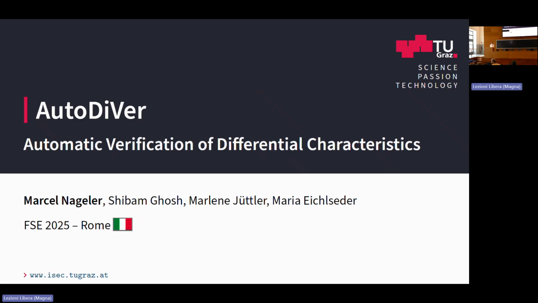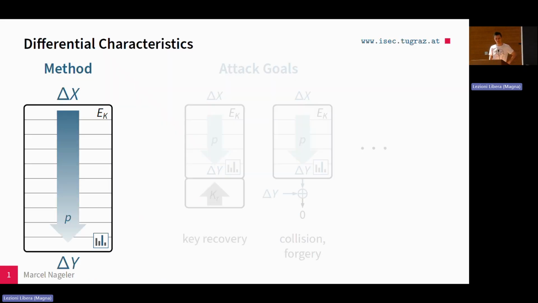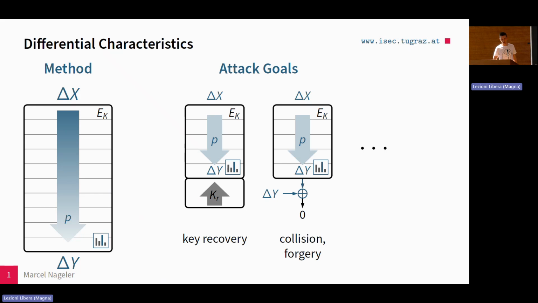Today I'm going to talk about AutoDiver, which is a tool to find similar things we saw with quasi-differential trails, but from a different perspective. So I think you all know differential characteristics. Usually we try to predict some output difference based on an input difference, with the intermediate differences also specified. Of course, in an attack, we usually don't care about the intermediate differences, but for simplicity for our tool, we will be focused on them.